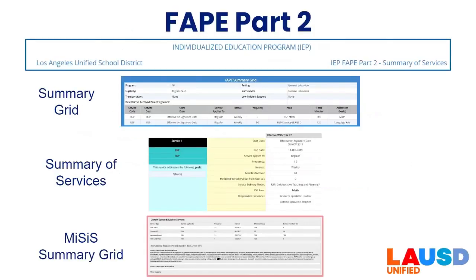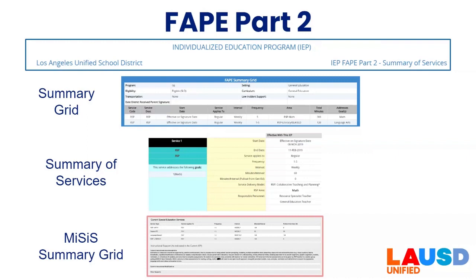To find out what services your student will be receiving, locate the section of the IEP labeled FAPE Part 2, Summary of Services in the IEP document. The services are presented in two different ways, the summary grid and the summary of services page.